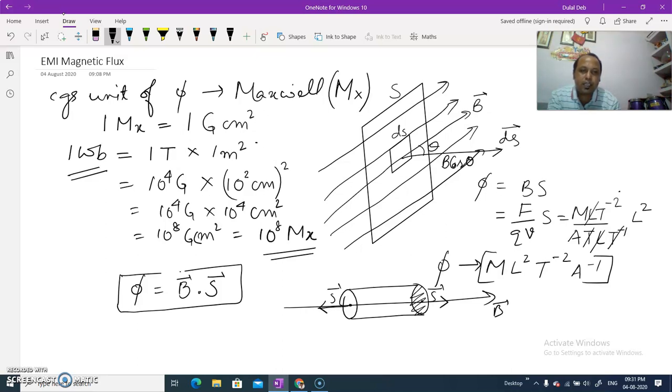B dot S will be BS cos 0, which is a positive value. But here the magnetic field is in this direction and the area vector is in the opposite direction. So B dot S will be BS cos 180, which is minus 1. So here the flux linked will be negative, and here the flux linked will be positive. So we can have positive and negative flux linked also. So you need to understand the concept and the direction between the magnetic field and the area. So I hope this is very clear to you. Any doubt, you can post me the doubts. Thank you.